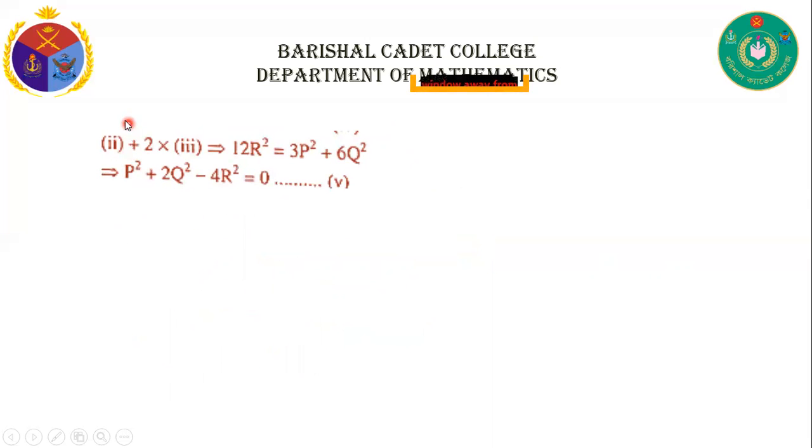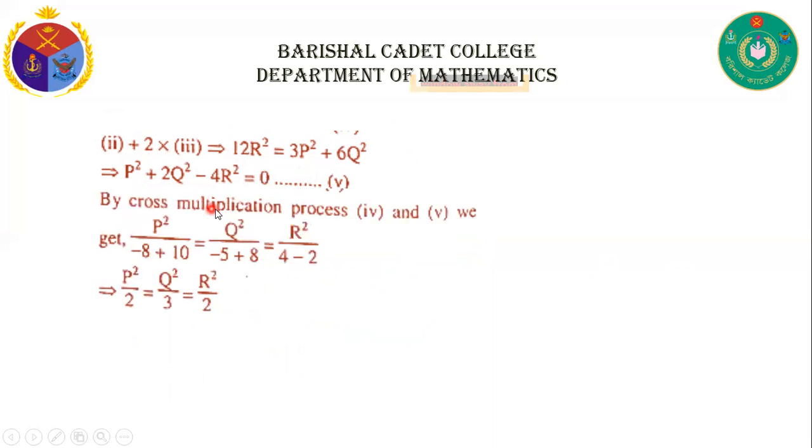Again, adding equation 2 plus 2 times equation 3, we get 12R square equals 3P square plus 6Q square. Simplifying this, we can write P square plus 2Q square minus 4R square equals 0. That is equation 5. By the cross multiplication process on equations 4 and 5, we get P square by minus 8 plus 10 equals Q square by minus 5 plus 8 equals R square by 4 minus 2. That is P square divided by 2 equals Q square divided by 3 equals R square divided by 2. So we can write that P is to Q is to R equals root 2 is to root 3 is to root 2.